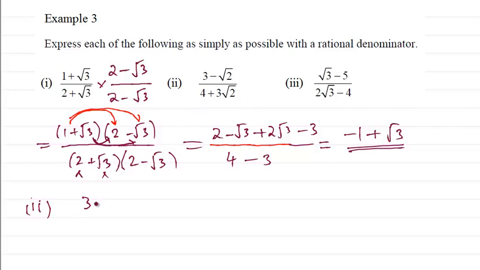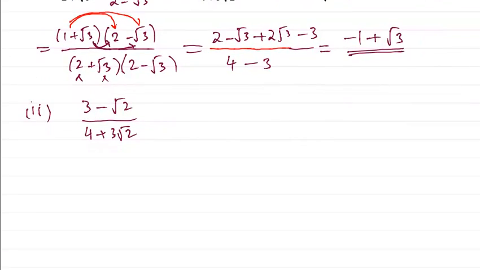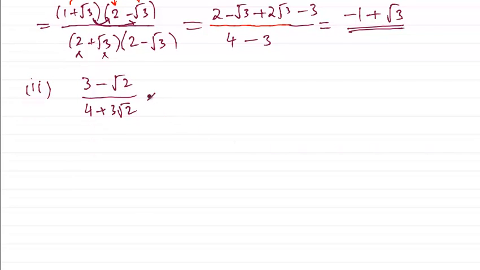So we write this one is 3 root 2, 4 plus 3 root 2 on the bottom. So multiply top and bottom by the conjugate. Minus 3 root 2. Same thing on the bottom.